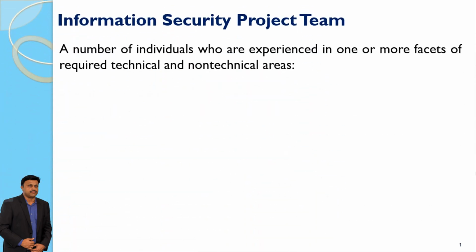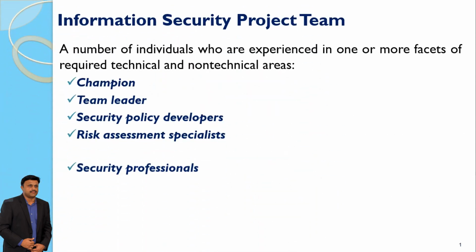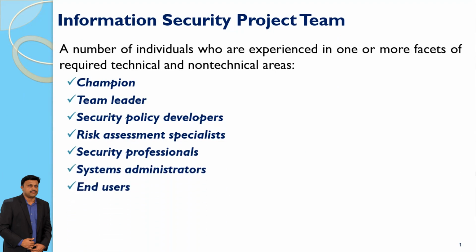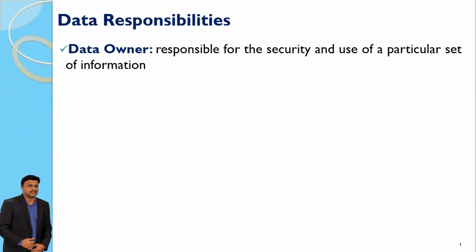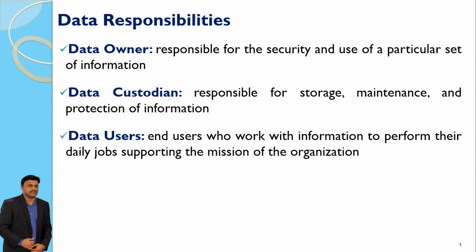An information security project team consists of individuals experienced in various technical and non-technical areas. These include champions, team leaders, security policy developers, risk assessment specialists, security professionals, systems administrators, and end users. Data responsibilities are divided among different roles. The data owner is responsible for the security and use of a particular set of information. The data custodian handles storage, maintenance, and protection of information. Data users are end users who work with information to perform their daily jobs, supporting the mission of the organization.